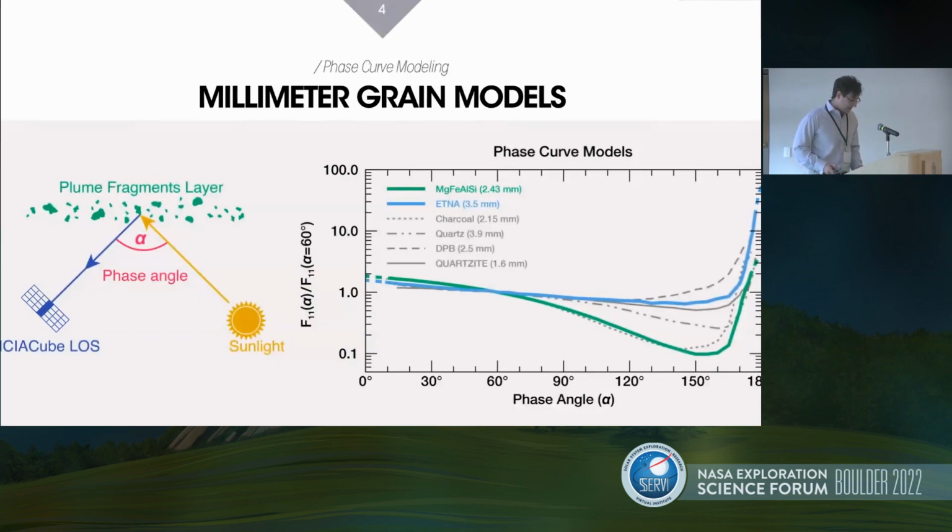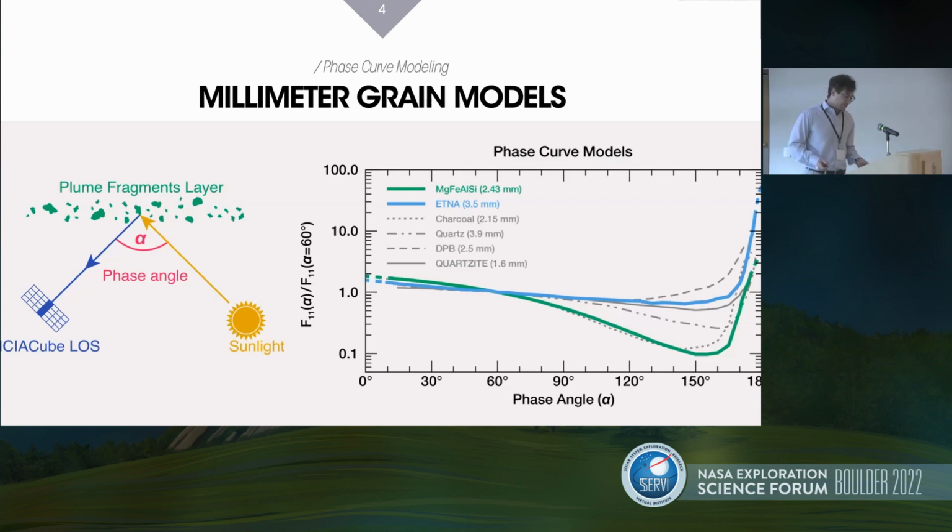To build our millimeter grain models, we used laboratory measured phase curves for two large grains or several millimeter dust analogues taken from Muñoz et al. 2017 and 2020, selected from a range of larger samples shown in the plot on the right here. For our plume simulations, the phase angle, alpha, the inverse of the scattering angle, corresponds to the figure on the left. Our chosen models, the Etna volcanic particles and aluminosilicates, are shown in blue and green respectively.